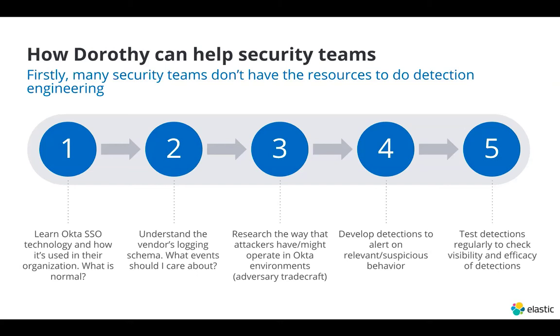And then you have to develop detection rules to alert on suspicious behavior. And then finally, you have to regularly test your detections to make sure they're working or identify and remediate gaps. So many security teams are already oversubscribed and don't have the time to do all of this. If they're an Elastic Security user, we can take care of this for them with the exception of running tests in their organization. And that's where Dorothy comes into play. By the way, this isn't a problem specific to the Okta identity management solution. There are plenty of other solutions that are widely deployed but poorly monitored by security teams, if at all.